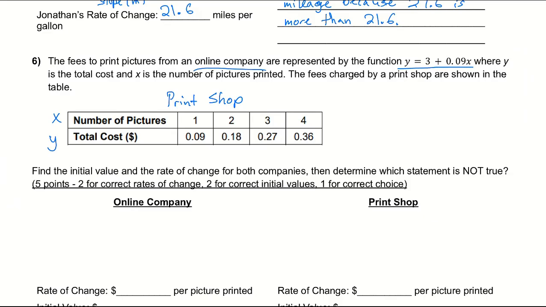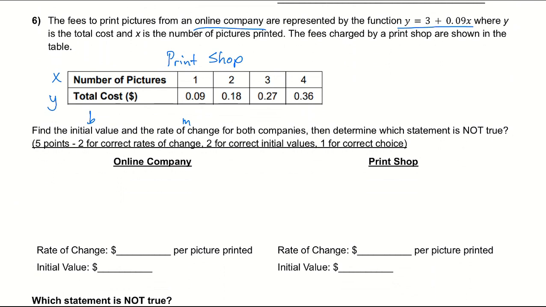So, okay, find the initial value. This is your b, that's your y-intercept, and the rate of change, which is your m, that's your slope, for both companies. Then determine which statement is not true. Okay, so the online company is the one where it gives us the equation. Y equals 3 plus 0.09x. The print shop, we need to kind of figure out a few things here first.